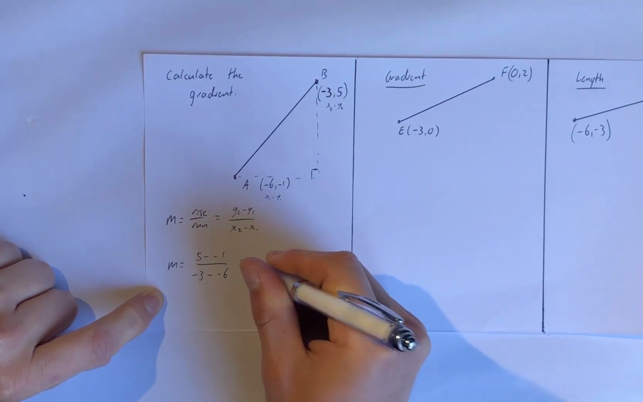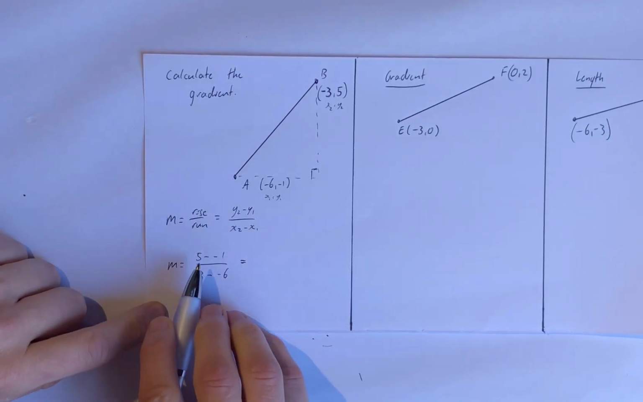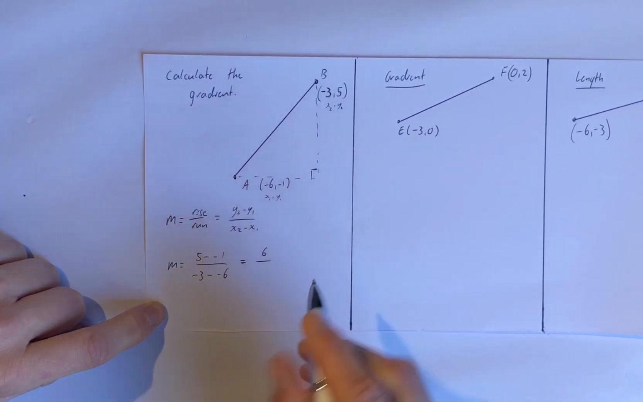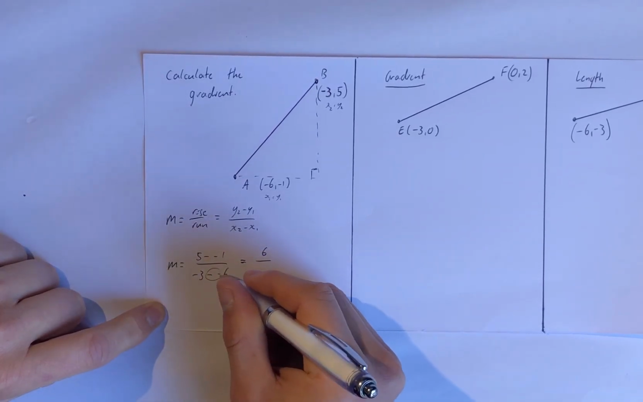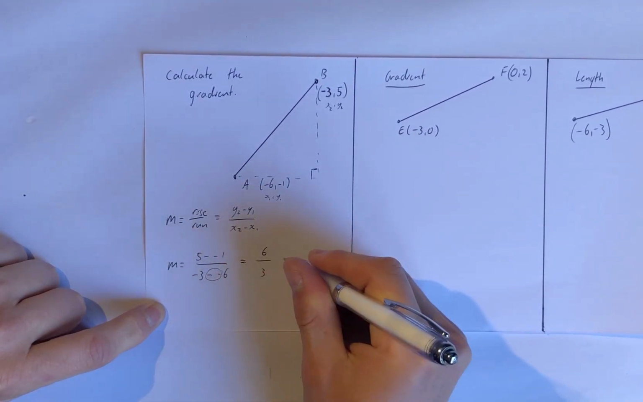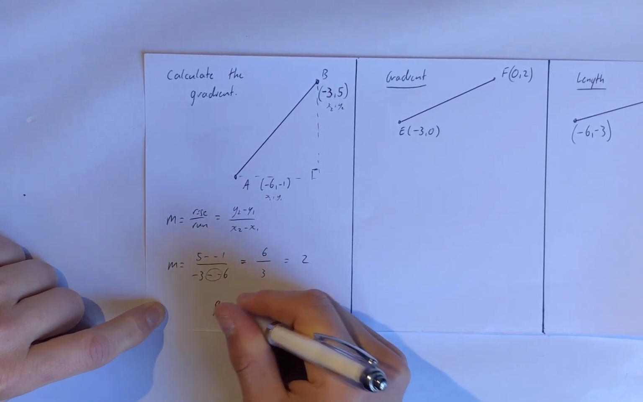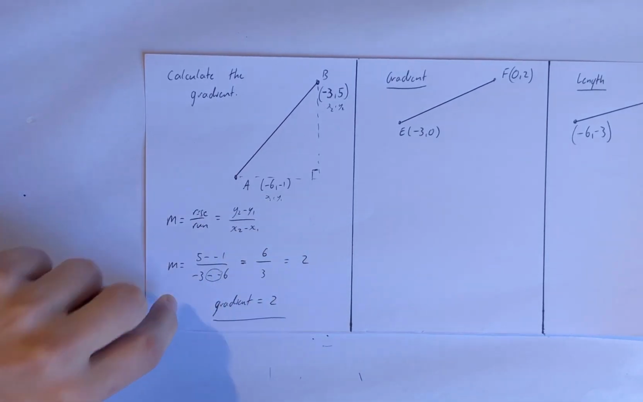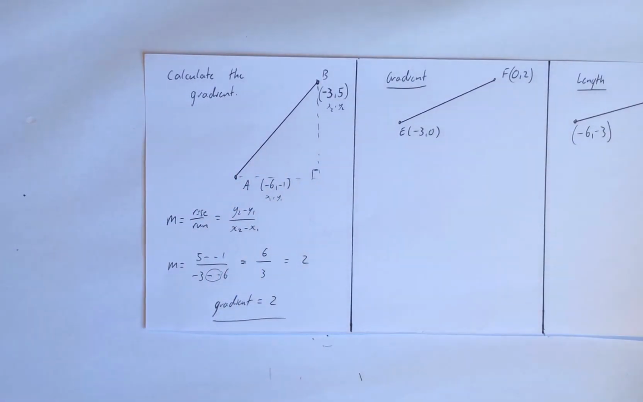So in year 9 numeracy, when you were doing all this without a calculator, you know that 5 take away negative is like adding. So we've got 6. And that's going to be divided by negative 3 plus 6. So a negative take away negative is a plus. So negative 3 plus 6 is positive 3. And so we have 2. So the gradient is 2. And there's no units for gradient. So a gradient of 2 there.